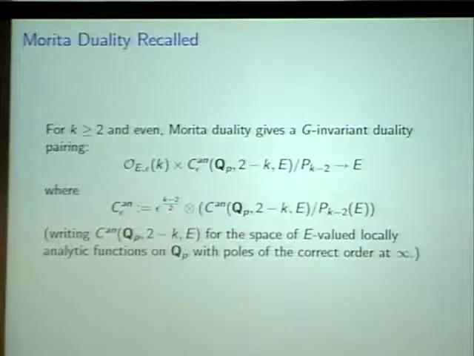Now, the Morita duality pairing for k bigger than or equal to 2 and even was between this space, which has no logarithms, and this space, which is these functions on the boundary, which had poles of a certain order and some group action. And I've twisted it here by this character that you're supposed to remember from before. So what happens when you integrate this? Well, this space here, now you have sublogarithmic poles, so it gets bigger, right? So what happens on this side?